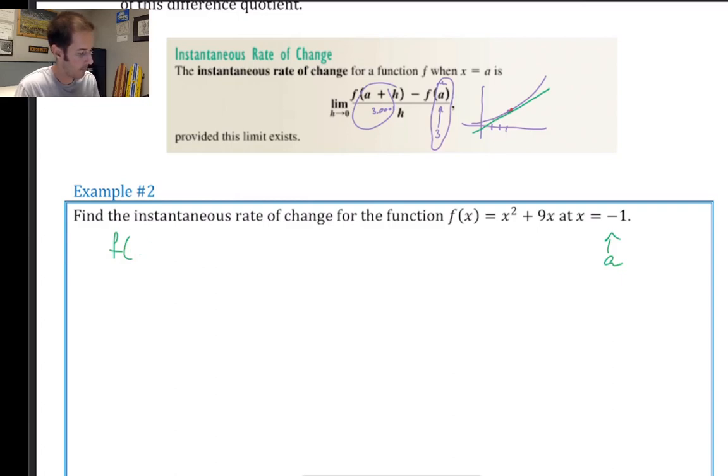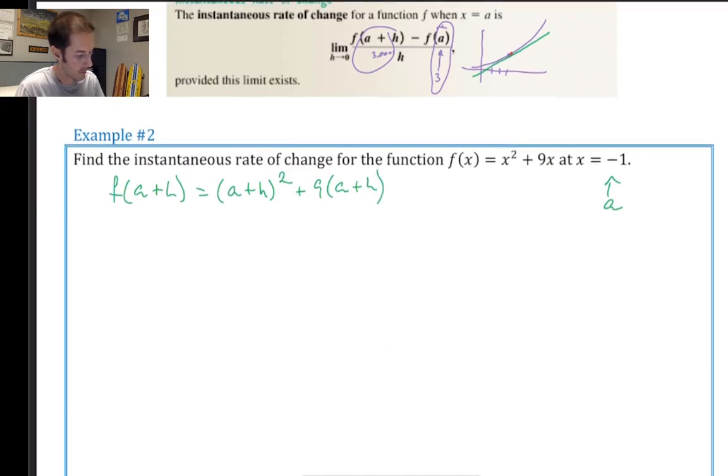Do I want to do it that way? Let's do it with a plus h. Sorry, I'm being indecisive. A plus h, given this function right here, that is equal to a plus h, quantity squared, plus 9 times a plus h. And let's expand this and combine any like terms that we can.